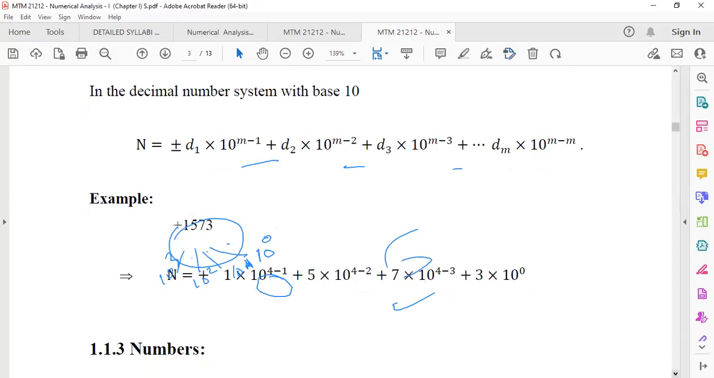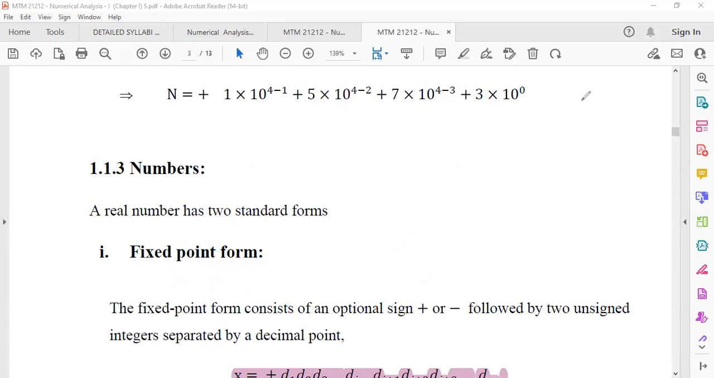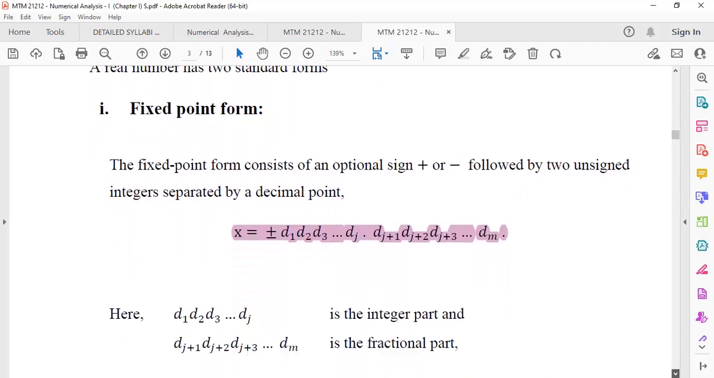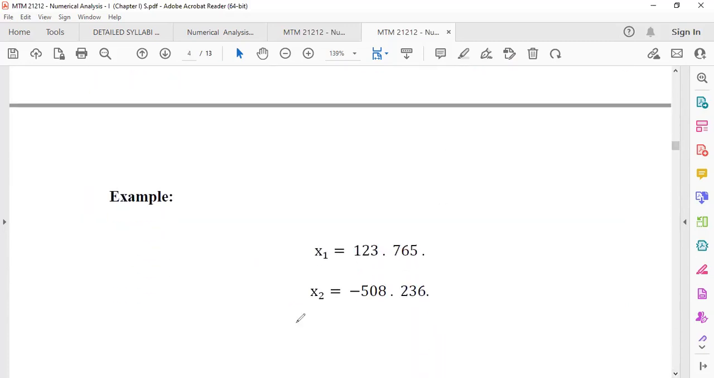Next, the real numbers. Real numbers can be represented in two standard forms. One is the fixed point form. For example, x1 is equal to 123.7. This is what we call the integer part, this is the fractional part, these are the decimal numbers. Similarly, the plus and minus signs also come.